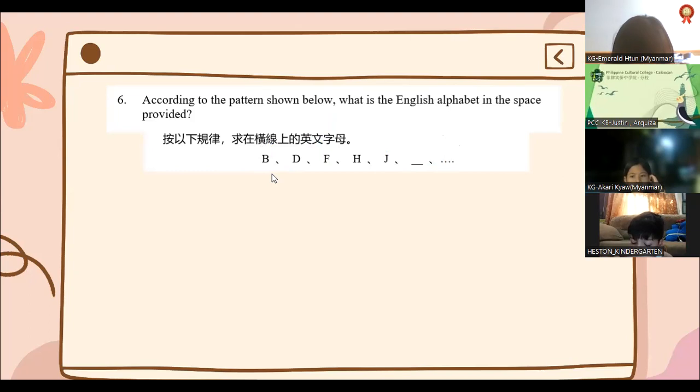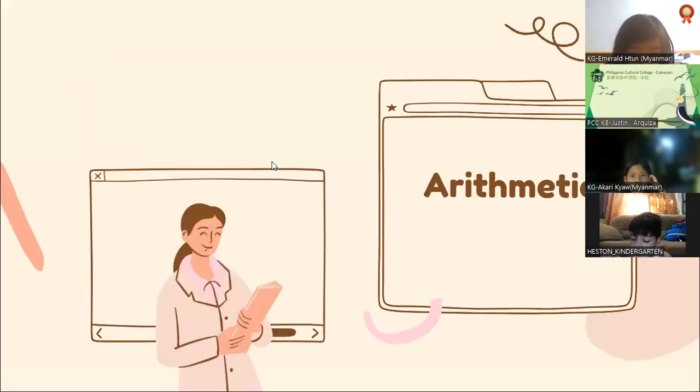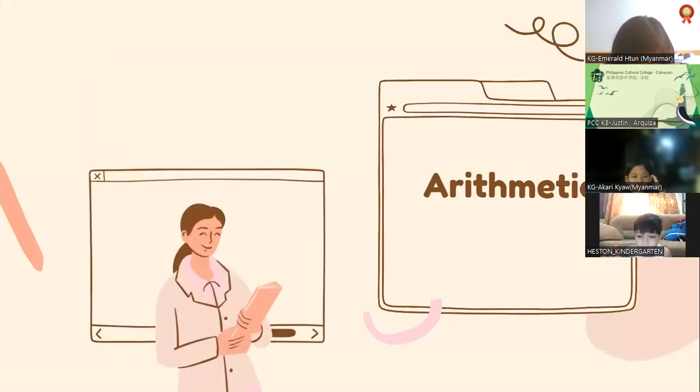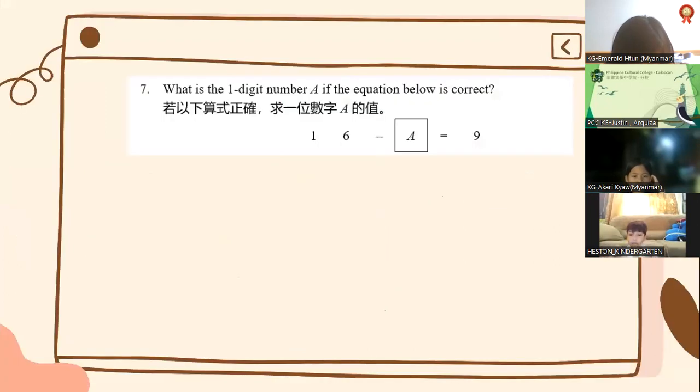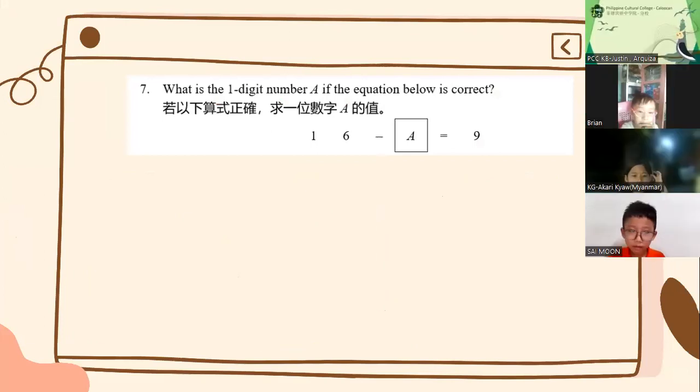How about question number 7? This is on the arithmetic topic, so expect that you're going to add, subtract, and so on. What is the one-digit number A if the equation below is correct? You have 16, 9, 9, 7, 9, 9, plus 9.